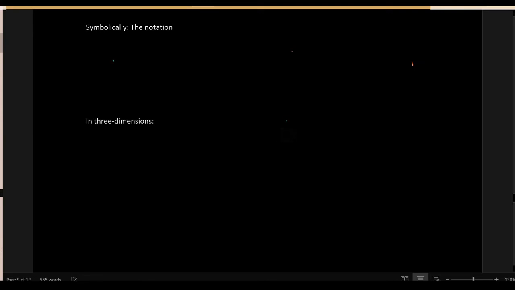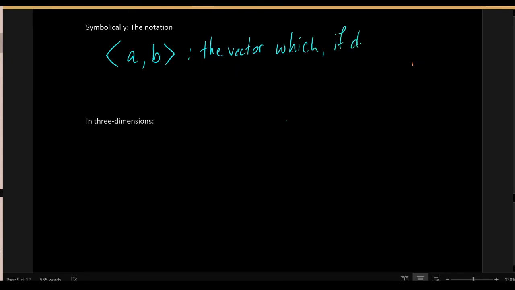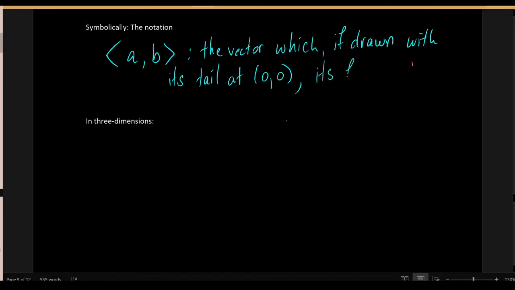So if you ever see a notation like this, where you have an angle bracket, a number, comma, another number, angle bracket, this refers to the vector with such a length and a direction that if you started drawing the vector at the origin, if you travel along the vector AB, your terminal point, the head of the arrow, would point to the location A, B. So the vector angle brackets A, B is the vector which stretches from the origin to the point parenthesis A, B.